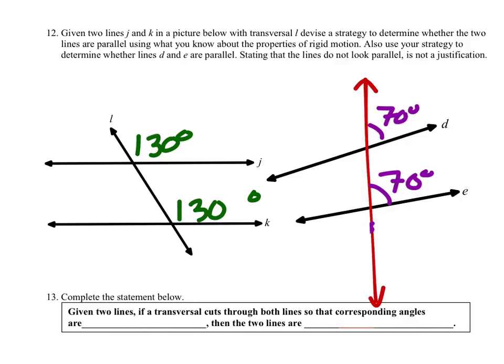So number 13, given two lines, if a transversal cuts through both lines so that corresponding angles are blank, then the two lines are blank. Okay, let's fill those in. So yeah, if the two corresponding angles are congruent, then the two lines are parallel.